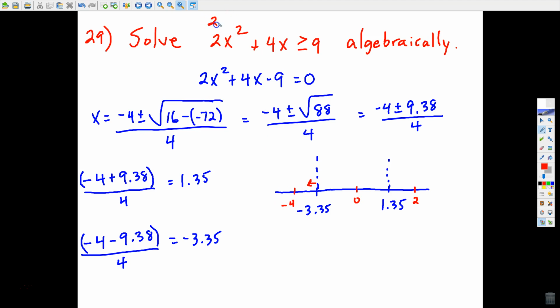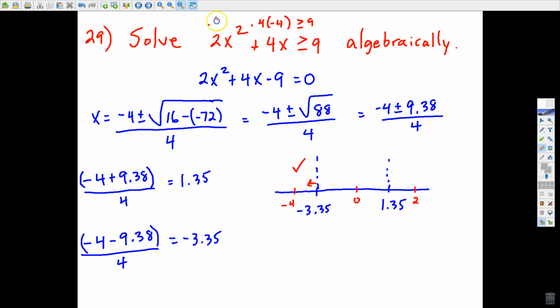If we substitute negative 4 in for x, it would look like this. And do we get a true statement out of this? So this would be negative 4 squared, which is 16, times 2 is 32. And this would be minus 16. So 32 minus 16 is 16. That is greater than 9. So what we can conclude is all the numbers that are less than negative 3.35 would be part of the solution. They would make this a true statement.